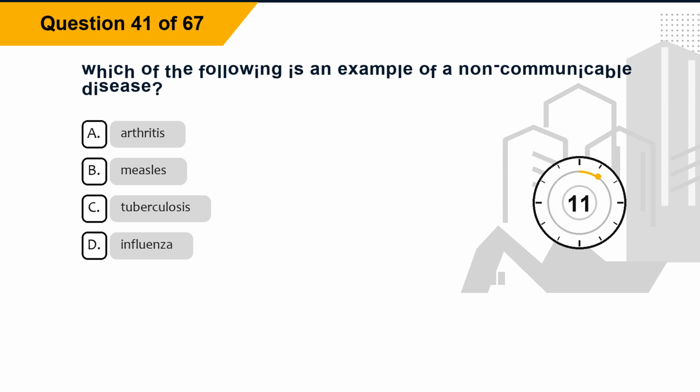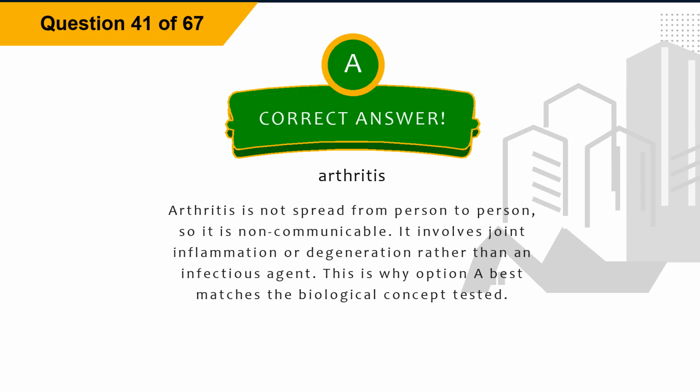Question 41. Which of the following is an example of a non-communicable disease? Option A, arthritis. Option B, measles. Option C, tuberculosis. Option D, influenza. The correct answer is option A, arthritis. Explanation. Arthritis is not spread from person to person, so it is non-communicable. It involves joint inflammation or degeneration rather than an infectious agent. This is why option A best matches the biological concept tested.